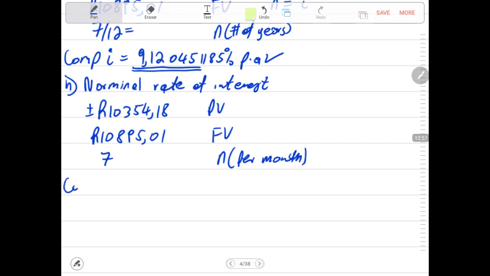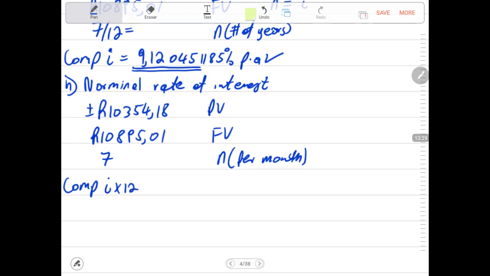So now that means when you compute I, our I will be per month. Why? Because our N is also per month. 7 months, meaning it was compounded every month for 7 months, from month 14 up until month 20. Now, if our I is per month, then how many months do we have in 12 months? That will be 12 times. So hence we multiply here by 12.